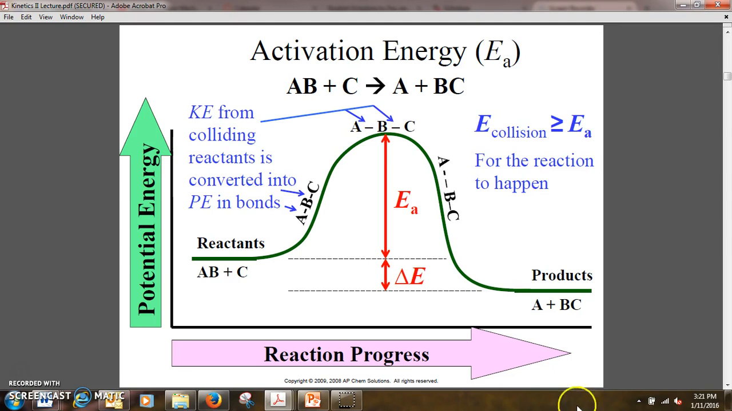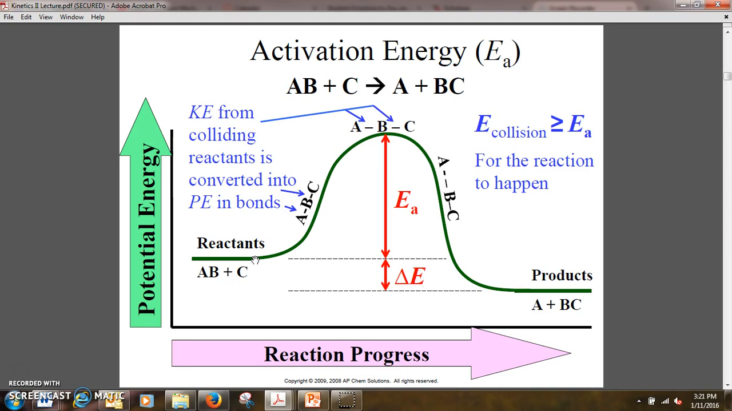Now this is a potential energy diagram, and we've seen these before throughout the year. So here we have a reaction up here. We have AB plus C yields A plus BC. This is a single replacement reaction. And so we have this AB molecule here and C down here as the reactants, and this is the energy level that they are occurring at.